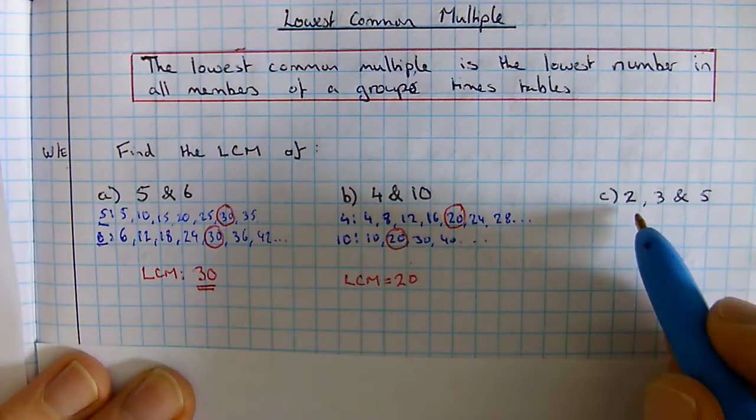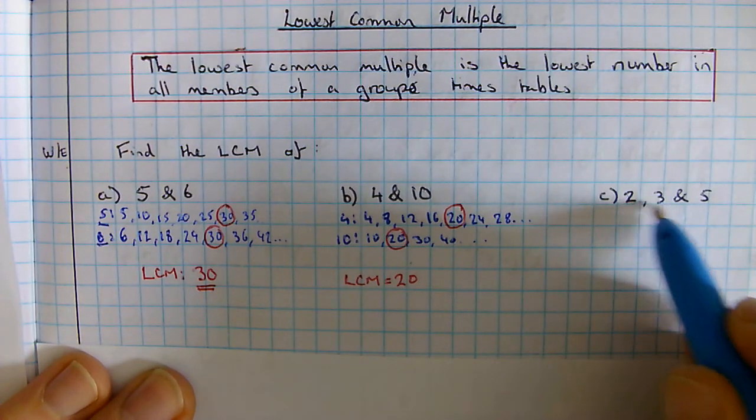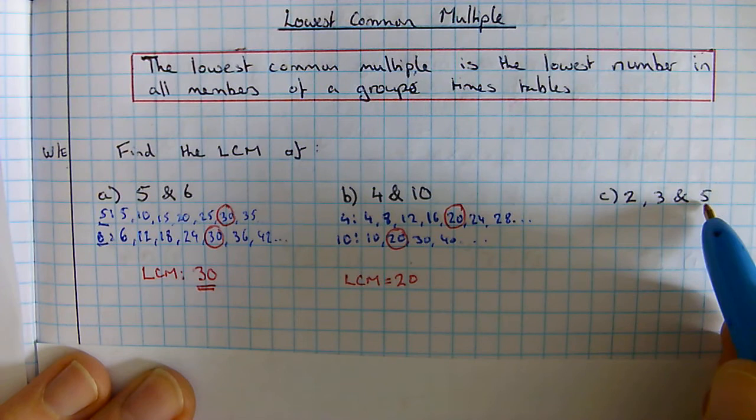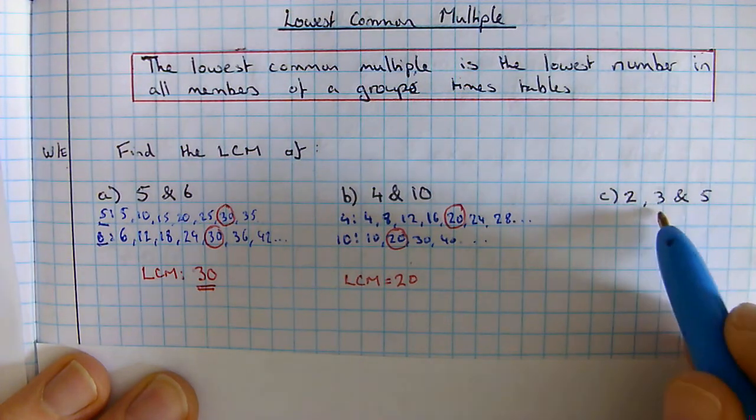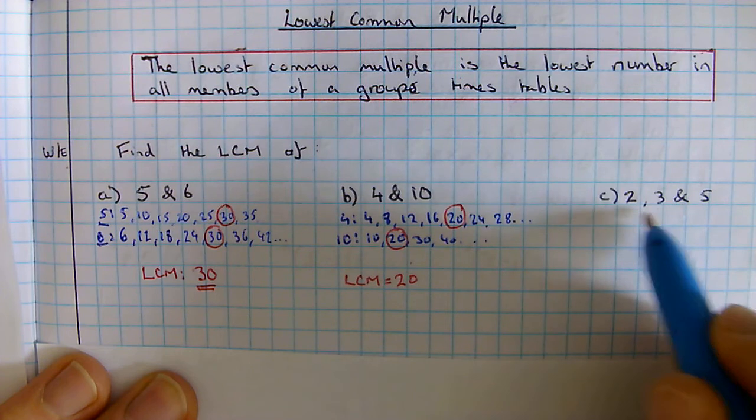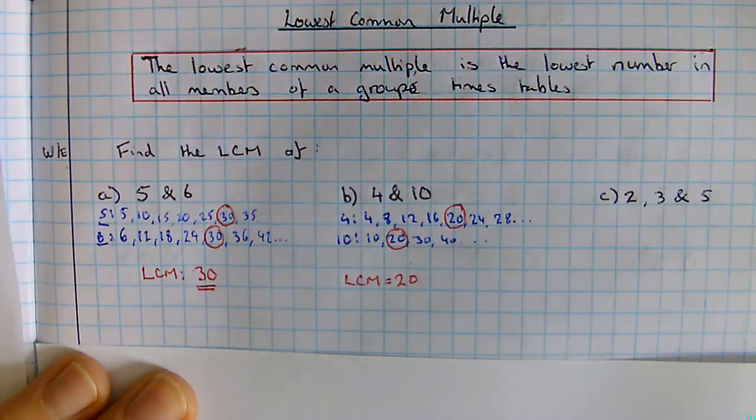So let's have a guess at what's going to happen here. The highest common factor between these three numbers is going to be 1, so our guess might be that the lowest common multiple of all of them is going to be what we get when we times them together. 2 times 3 is 6, times by 5 is 30. Can we find a lowest common multiple which is less than 30? Well, let's just have a quick go.